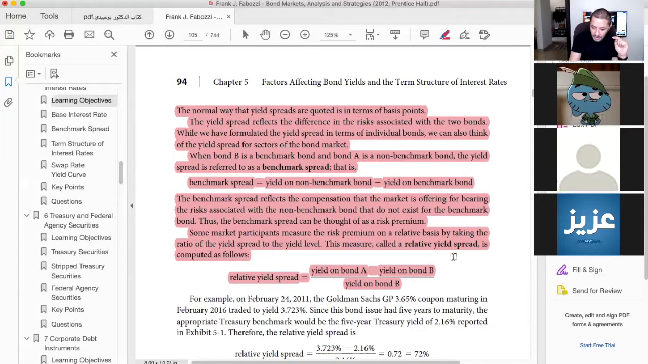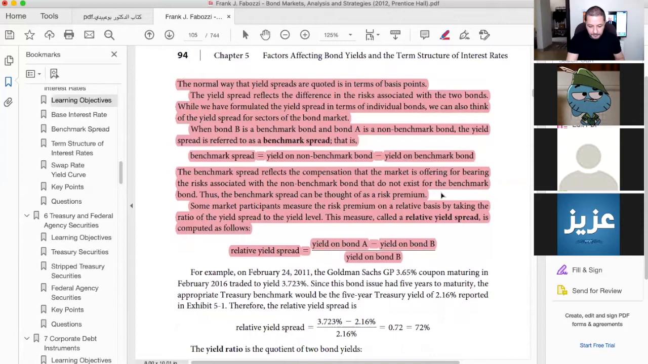Thus, the benchmark spread can be thought of as a risk premium. Suppose that we consider the US government securities as the benchmark bond, which is the risk-free security. And we want to observe the difference of yields between this benchmark and, let's say, a bond issued by an industrial firm. When we compute the difference between the yield offered by this industrial company and the yield offered by the US Treasury bond, the difference is what we call the risk premium, right?